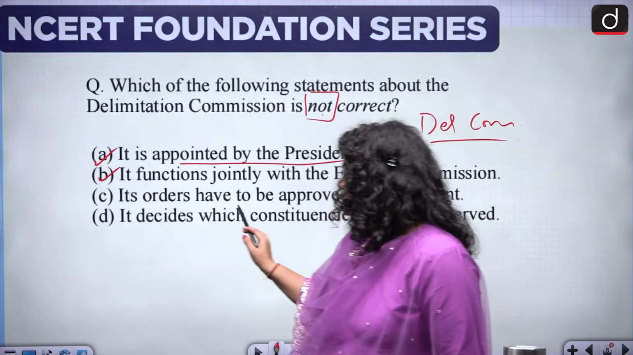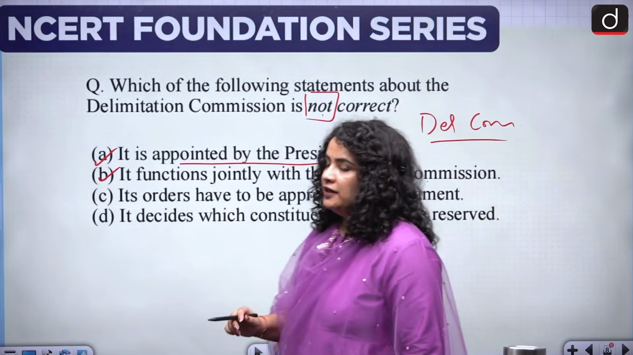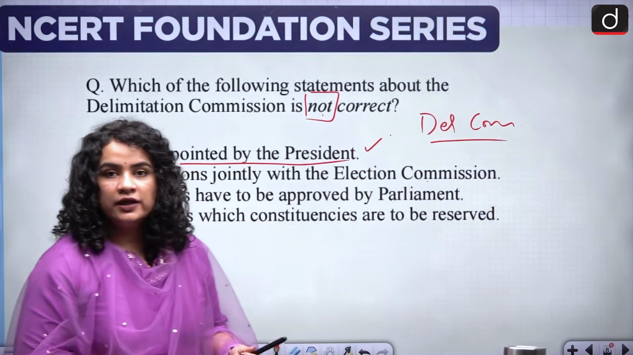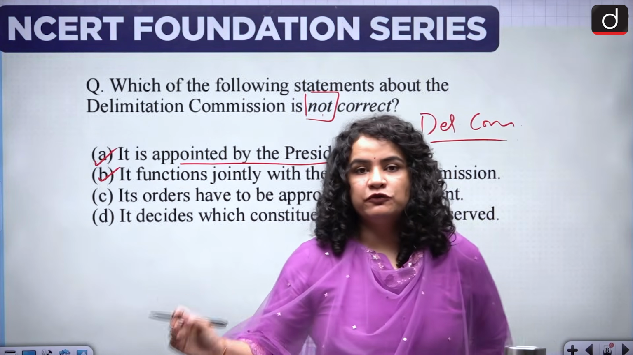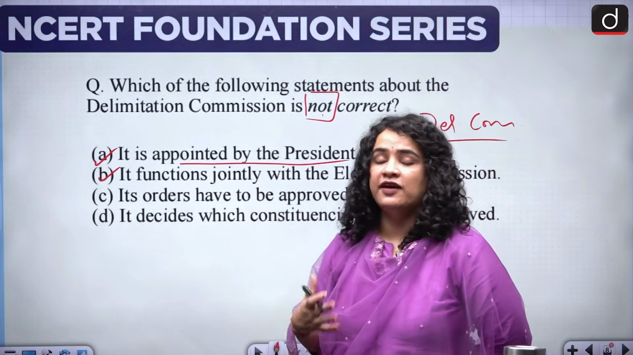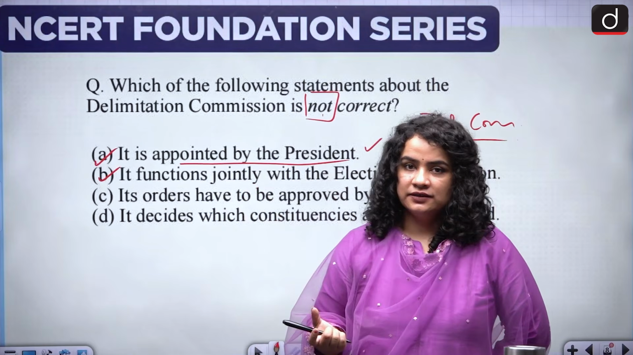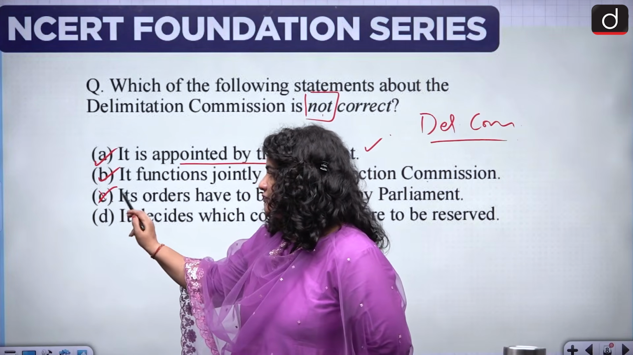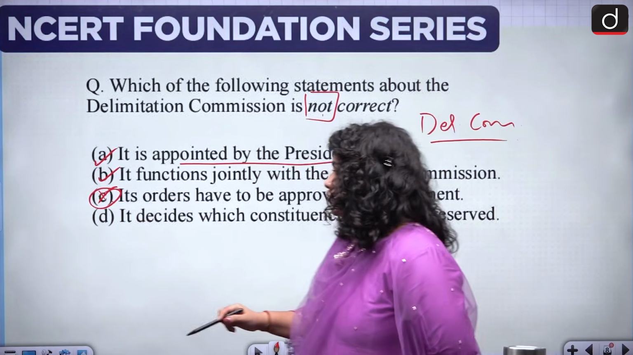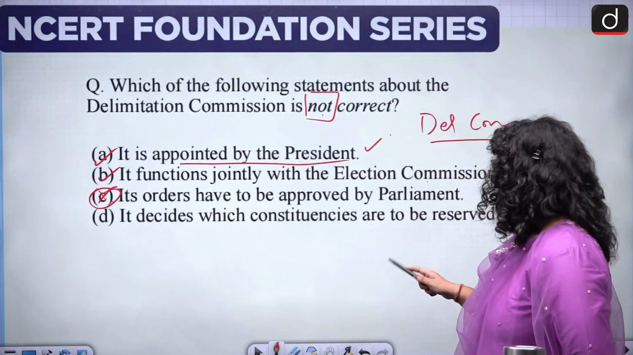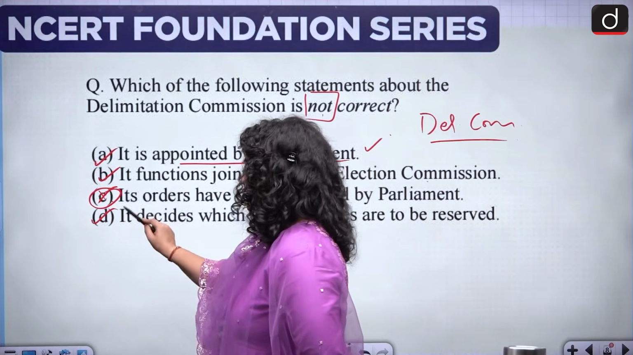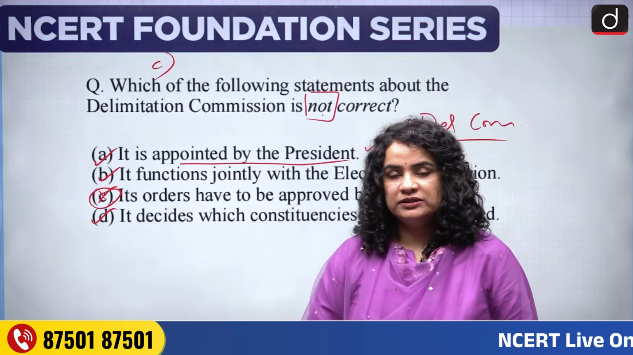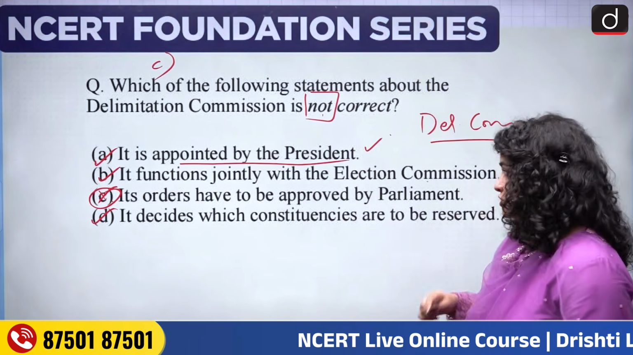Option C says its orders have to be approved by the Parliament. What did we just discuss? We just discussed that its orders have the force of law. And of course, they do not need to be approved by the Parliament. The orders itself have the force of law and they are not subject to any kind of judicial review. So this we can eliminate. This is in fact the correct answer that we are looking for. And option D says it decides which constituencies are to be reserved. Absolutely correct. So option C, by virtue of being wrong with respect to the Delimitation Commission, is the correct answer.